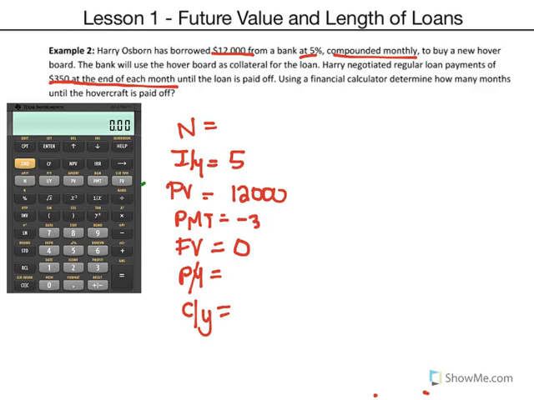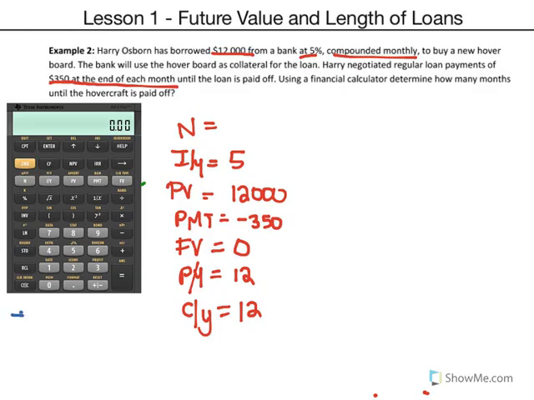He's making regular payments of $350. The payments per year are 12 because it is monthly, and it is compounded monthly. So we're going to figure out how many payments he ends up making. So we're going to type this into our calculator. So just a refresher on how to do this.